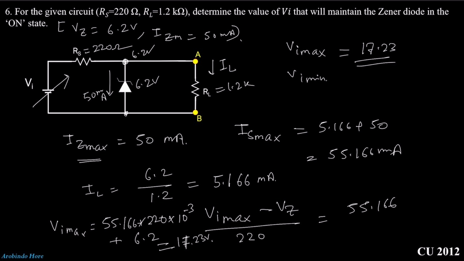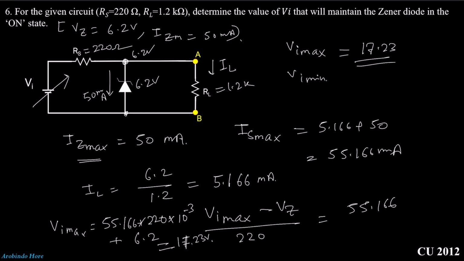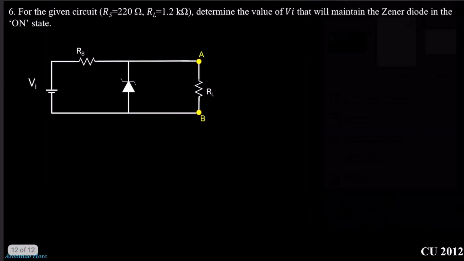Now a little bit of a twist. In the last question they provided Iz minima, so with the same process we could easily get the Vi min, right? But here they didn't provide the Iz minima. So we need to solve this one in a different way. I will show you two different ways.